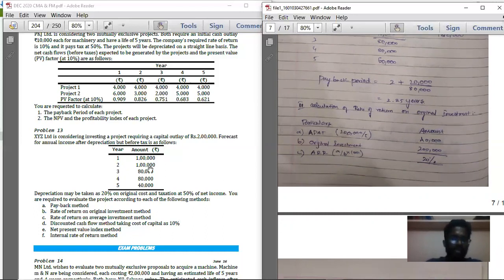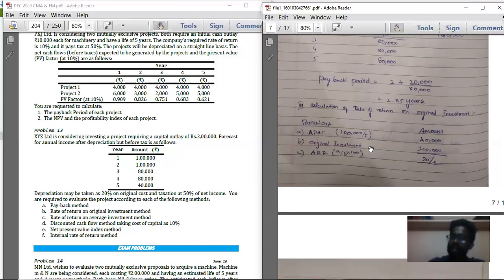Below that small b, what is the original investment? 2 lakh rupees. So below that small b, original investment, amount column record 2 lakh. Below that small c, ARR, that is average rate of return or accounting rate of return. Accounting rate of return within bracket A divided by B into 100.